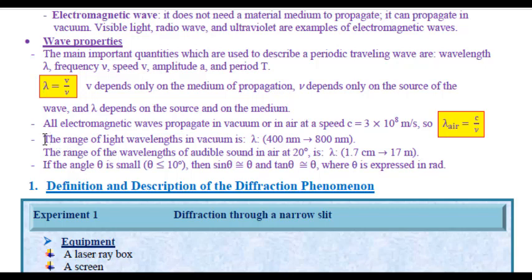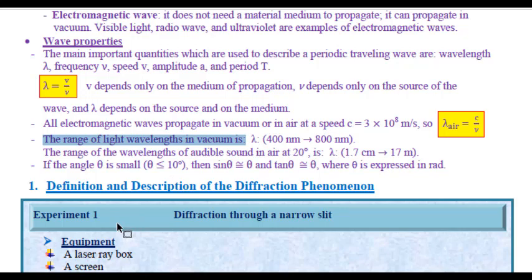The range of light wavelengths in vacuum: when we say light, we mean only the visible light. So lambda in vacuum lies between 400 nanometers and 800 nanometers, and the range of the wavelengths of audible sound in air at 20 degrees is lambda from 1.7 centimeters to 70 meters. It's a big difference between light and sound in their wavelengths.